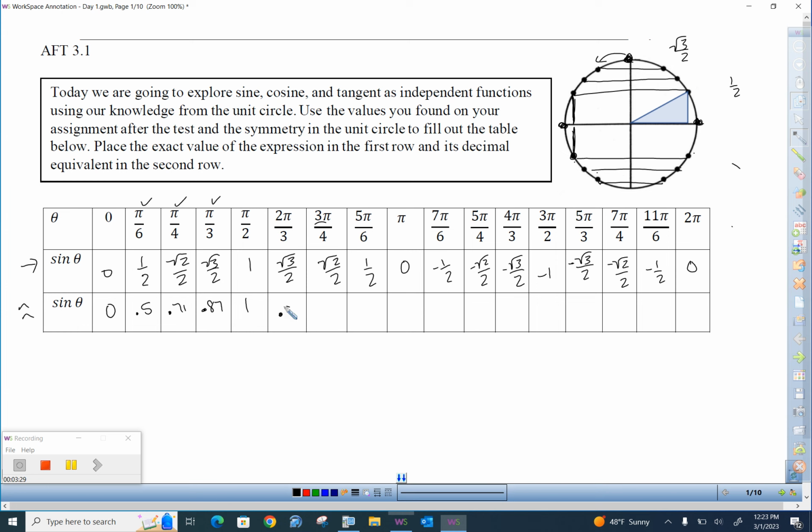So this was my 0.87. This was my 0.71, 0.5, 0, negative 0.5, okay, negative 0.71, negative 0.87, negative 1 itself, negative 0.87, negative 0.71, negative 0.5, and 0. I'm just copying the same decimals and stealing the sign from what we did on that little half sheet.